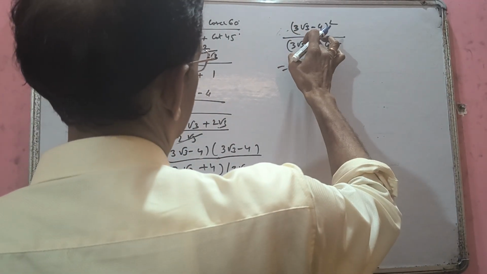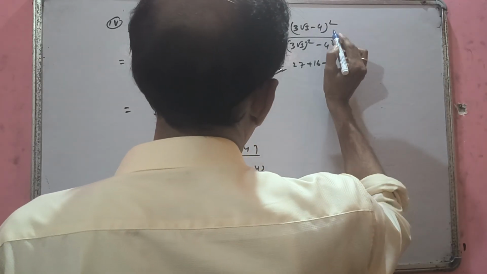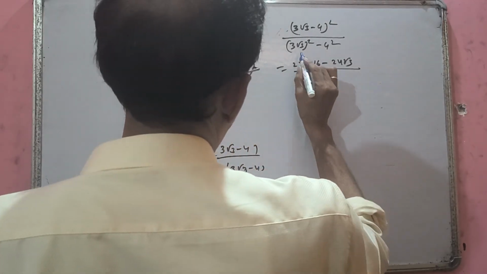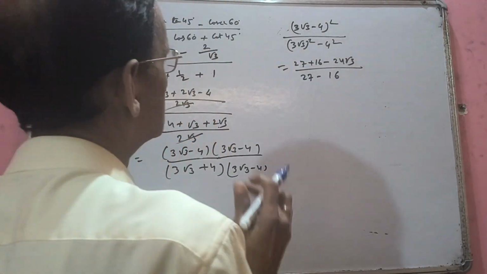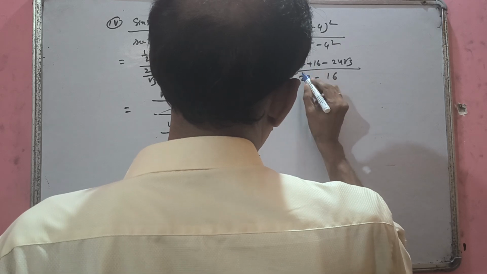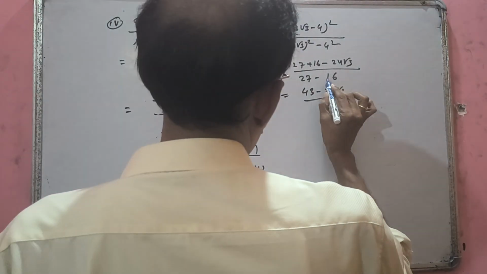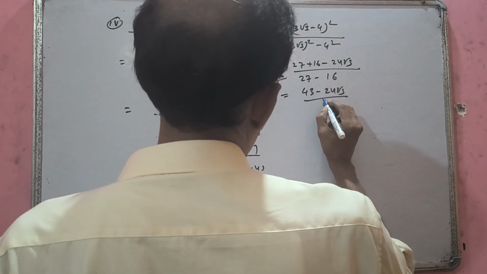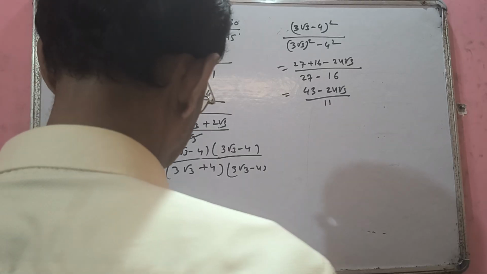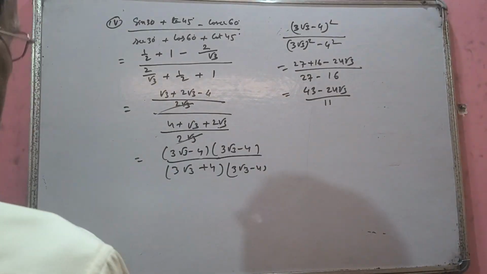3 square is 9, root 3 square is 3, so 27, plus 16, minus twice ab, 2 times 3 is 6, times 4 is 24√3. The denominator will again be 27 minus 16. Understood? So this is how much? 43 minus 24√3 by 11. Okay, this is the answer. This was number 4.